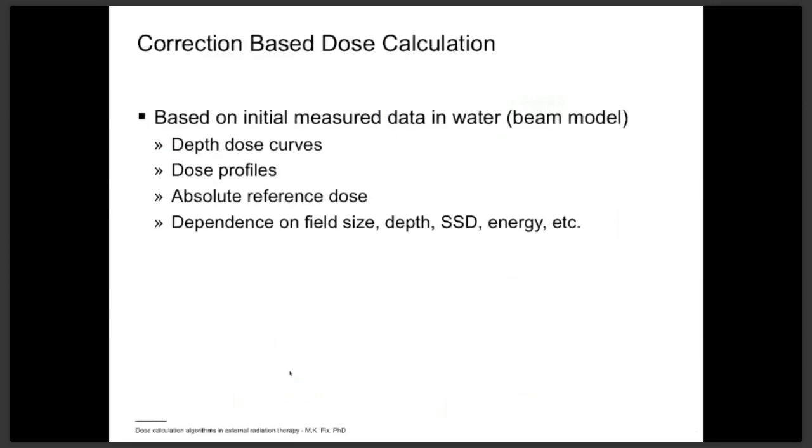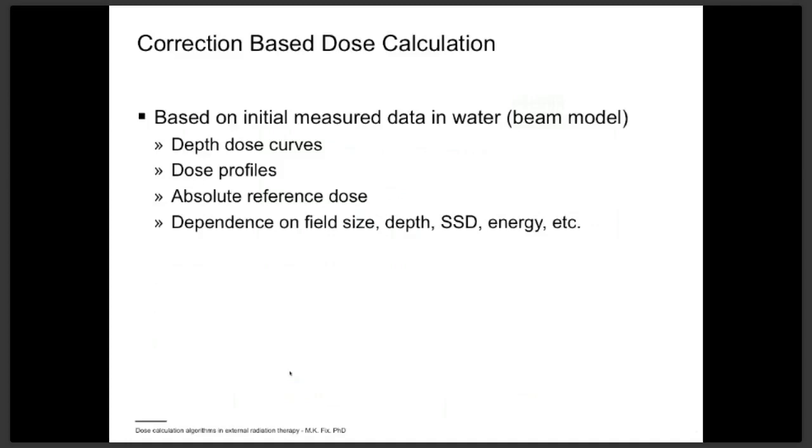So in the first part, I would go through the correction-based dose calculation algorithm. And if we look a little bit more in detail, we have an approximative beam model in place. And this is represented by a tremendous amount of initial measurements in water. Typically, it's done by depth dose curves and dose profiles. We need to have an absolute reference dose. That's where the link from the dose calculation algorithm to the treatment planning system comes along. And of course, we need somehow to cover all the dependencies of the dose distribution given by field size, depth, source to surface distance, energy, etc.